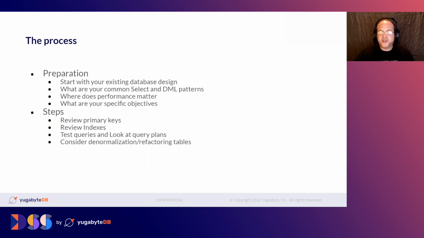And you'll need to consider the specific objectives of your application. In order to execute on this, you'll need to review your primary keys, review your indexes, look at some query plans, see how the operations are making use of your data model, and then potentially refactor or denormalize some tables.